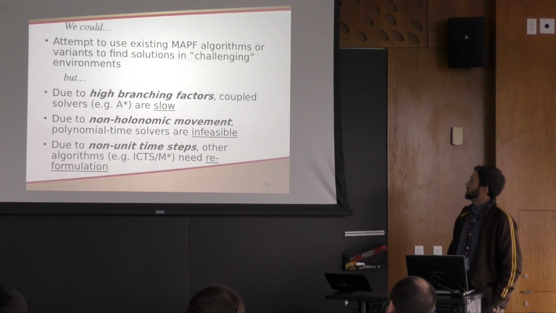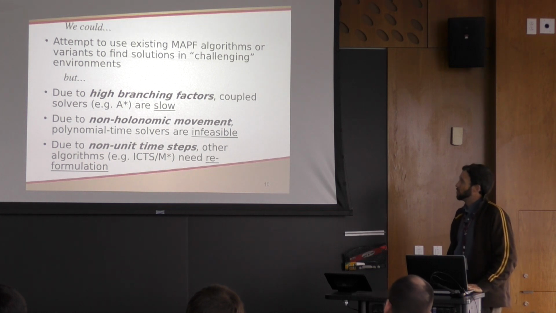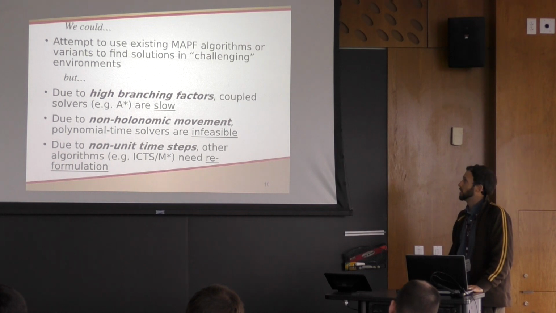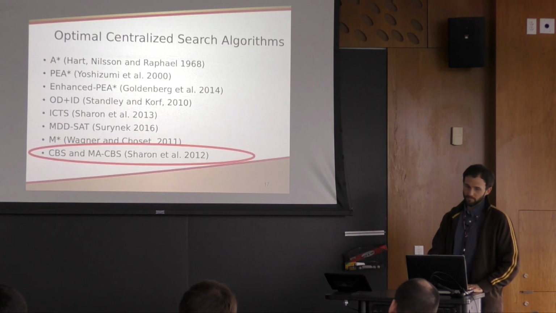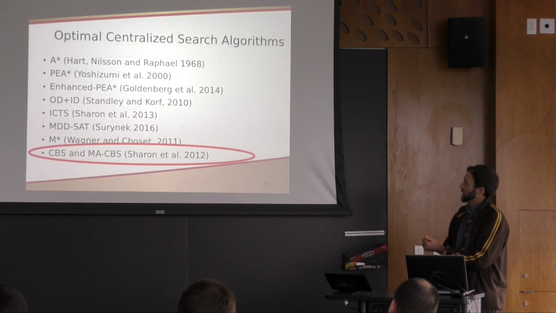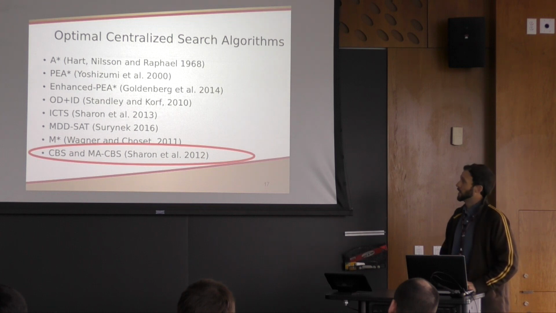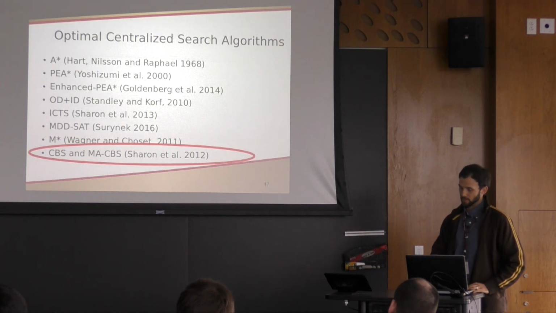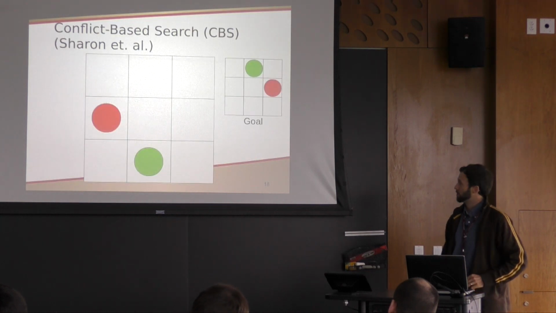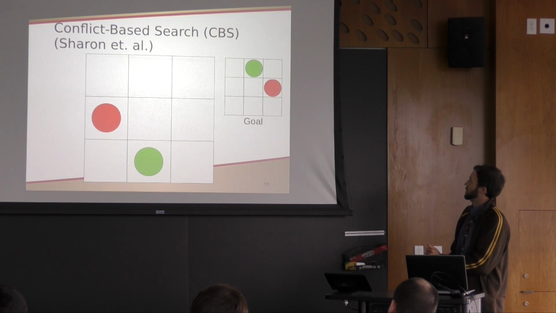So we could attempt to use some of these existing algorithms, but due to high branching factors, coupled solvers are slow. Due to non-holonomic movement, we can't use the polynomial time solvers. And due to non-unit time steps, other algorithms still need to be reformulated. However, CBS, with one caveat, is readily usable for these types of challenging domains, and I'll talk about that caveat later. But first I want to talk about the CBS algorithm.